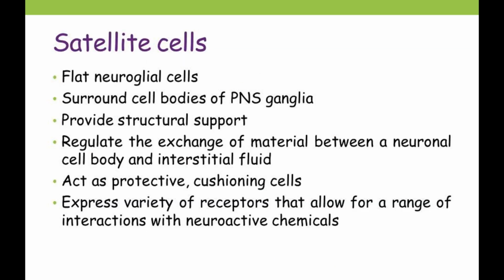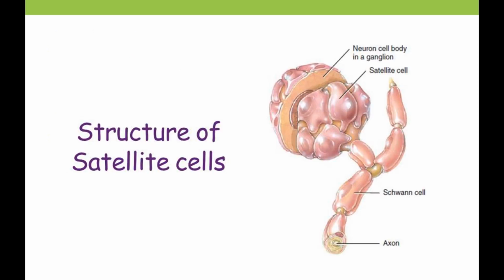Finally, we have the satellite cells, which are flat neuroglial cells which surround the cell bodies of the peripheral nervous system, provide structural support, regulate the exchange of material between the neuronal cell body and interstitial fluid, usually nutritional material, act as protective cushioning cells, and express a variety of receptors which allow for interactions. So this is the structure of a satellite cell, which is surrounding the cell body.